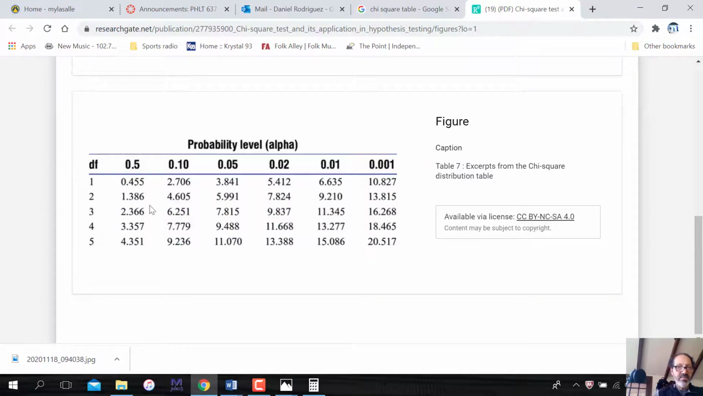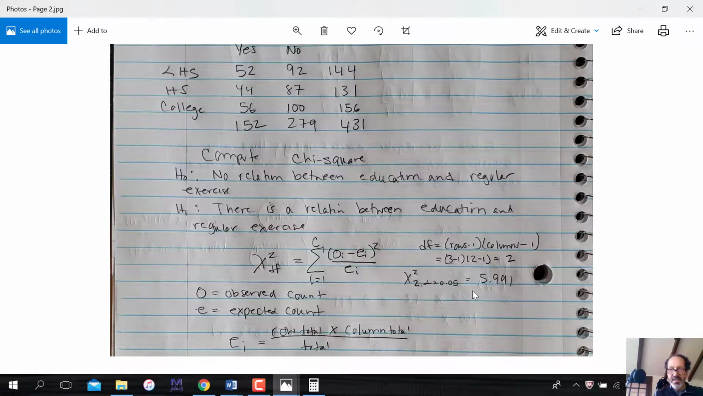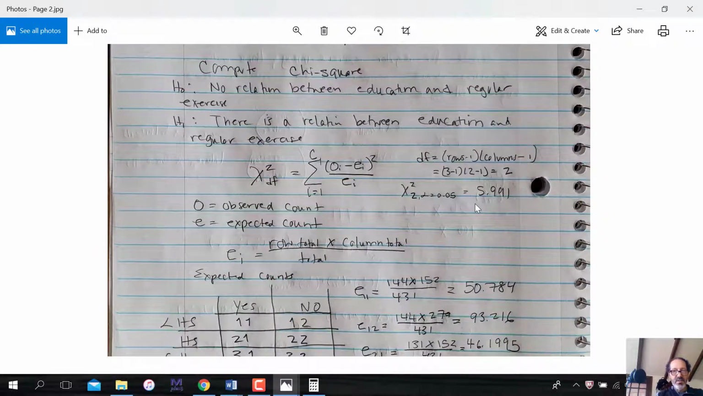Yeah, here's the table. This one tells you if you have 2 degrees of freedom and your alpha is 0.05, and again, we'll talk about this in stats, the critical value is 5.991. If we just did a 2 by 2 table, our degrees of freedom would have been 1. If our alpha is 0.05, we would have had 3.841. But in this case, it's 5.991. So I went ahead and wrote that down here, right? Chi-square for 2 degrees of freedom is 5.991.